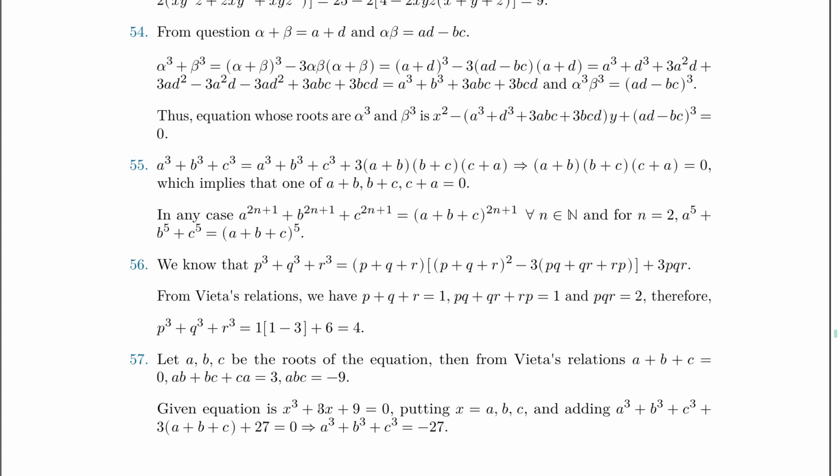So now we substitute a, b, c in this and we add, we get a cube plus b cube plus c cube plus 3 into a plus b plus c plus 27 is equal to 0. So we substitute the value of a plus b plus c, that is 0. We get a cube plus b cube plus c cube is equal to minus 27.